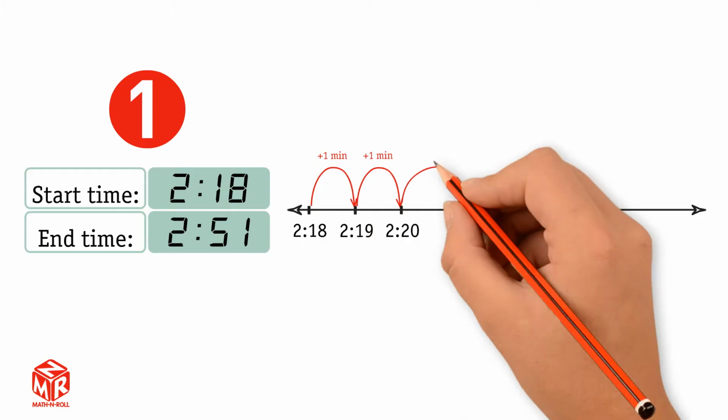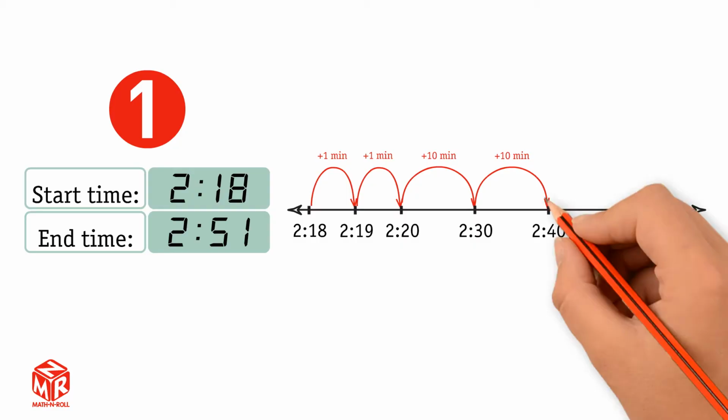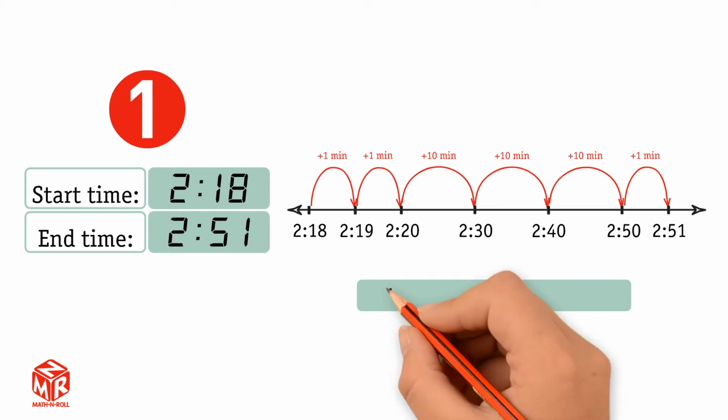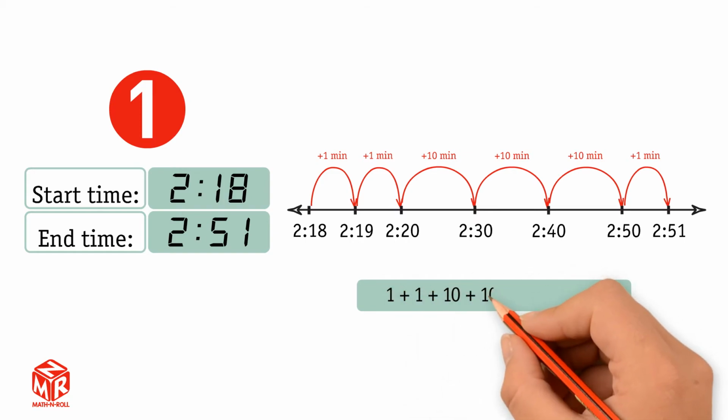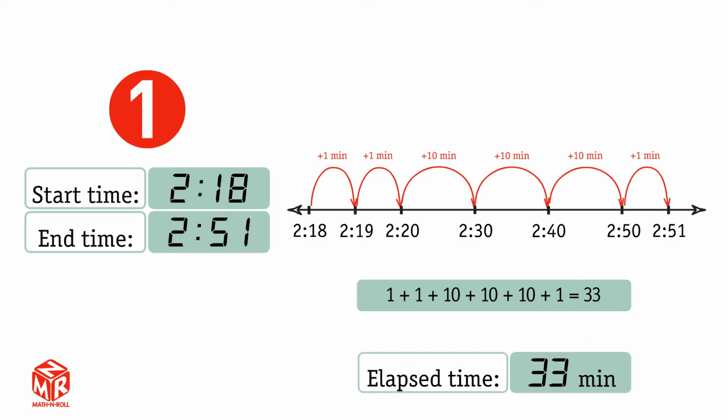Now we can skip count by tens. 2:30, 2:40, 2:50. Skip count by ones to get to 2:51. Add the minutes that have elapsed. 1 plus 1 plus 10 plus 10 plus 10 plus 1 equals 33. The elapsed time is 33 minutes.